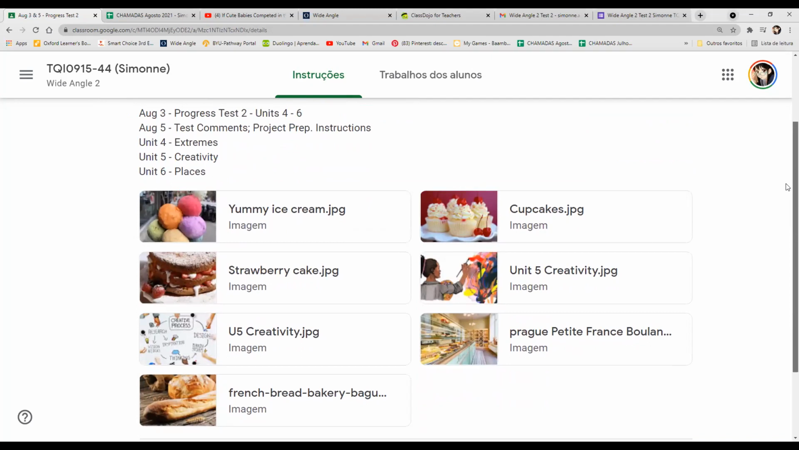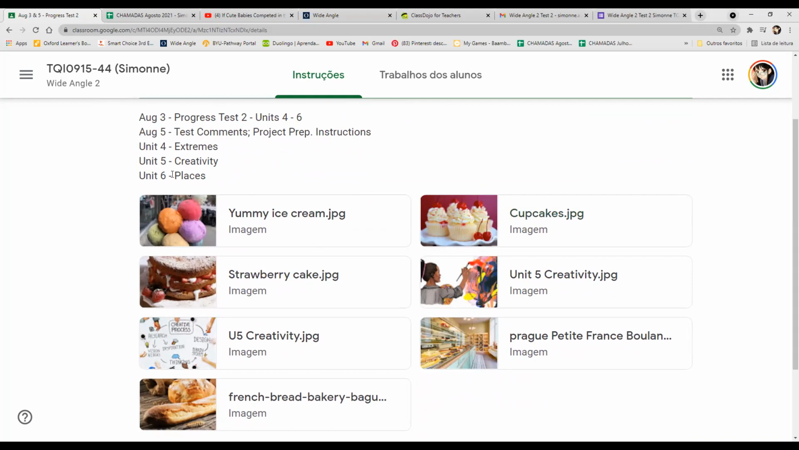we've just finished, okay? Units 4, 5, and 6. We talked about extremes in unit 4, and in that unit, we talked about food in many different ways, right? And so I showed you here, I posted some examples of extreme samples of food, right?